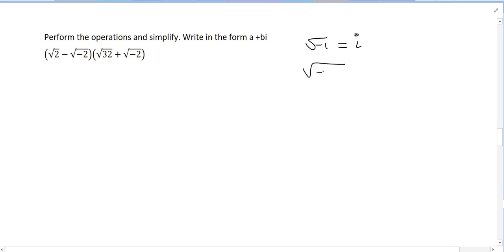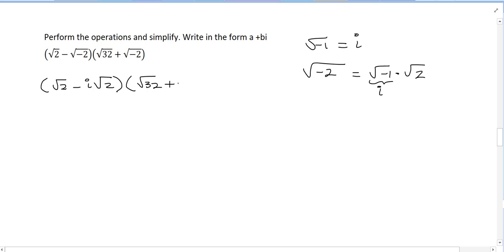So when I see the square root of -2, that really means the square root of -1 times the square root of 2, and this is equal to i root 2. So then that means I can write this as the square root of 2 minus i root 2 times the square root of 32 plus i root 2. And now we can multiply it out.